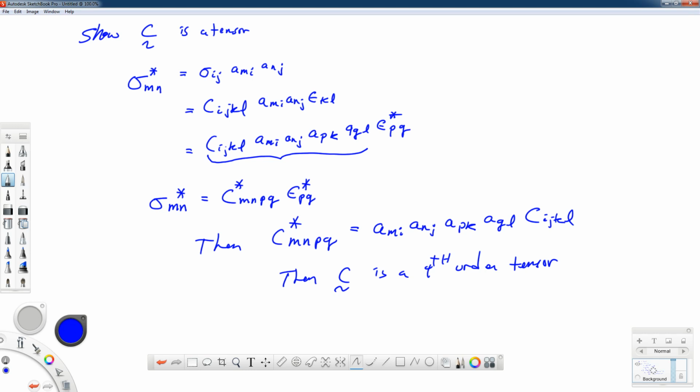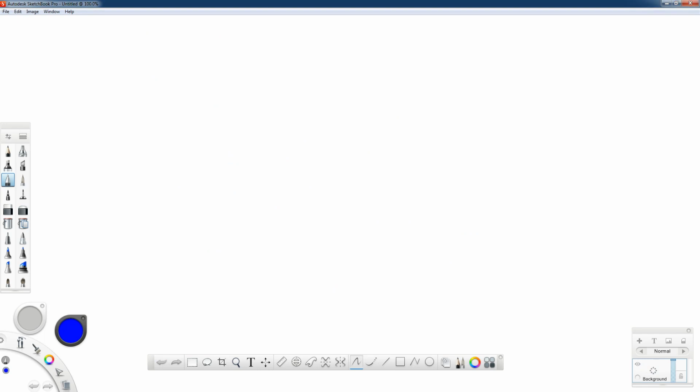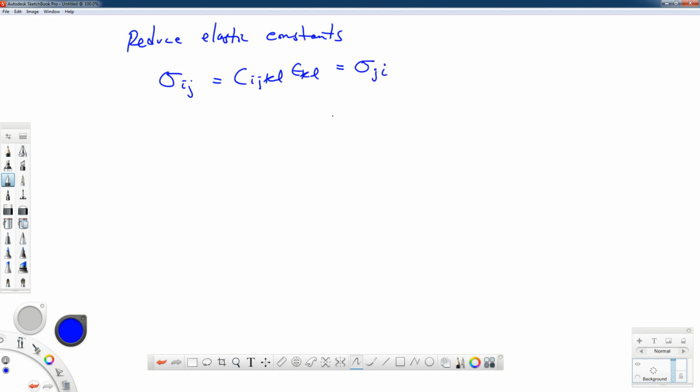Alright, well, let's exploit some of these symmetries to reduce our elastic constants. So let's start off with our general transformation from stress to strain. So CIJKL epsilon KL is equal to sigma IJ. But our stress tensor is symmetric, so that must also equal sigma JI. And so what that says is when I write CIJKL, I could just as easily write CJIKL.